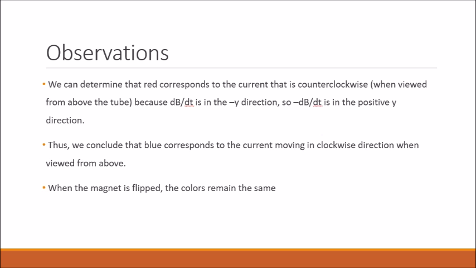When the magnet is flipped so that the other pole enters the tube first, the conclusion would be the same, because dB/dt would still be in the negative y direction, and thus the corresponding currents and colors would still be the same.